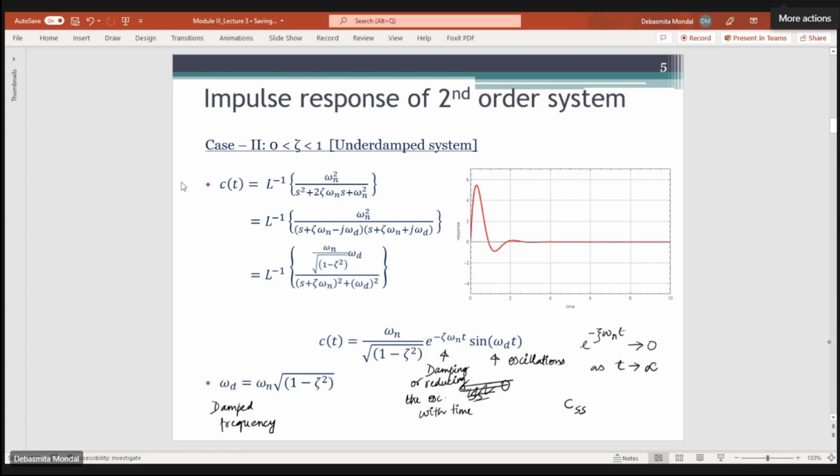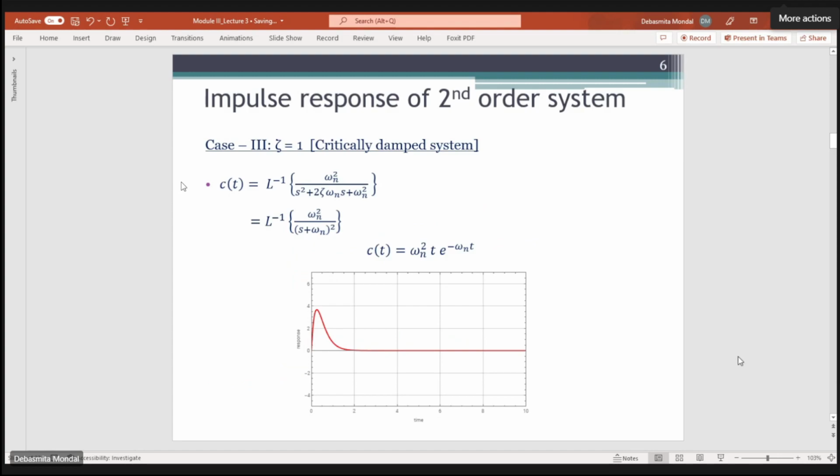So C_SS is equal to 0, right? Because of these two terms present in the system, you will see that there will be some oscillations, and the oscillations will slowly die down according to the damping ratio and according to the value of this exponent. Now, in case of a critically damped system, the value of zeta is equal to 1.